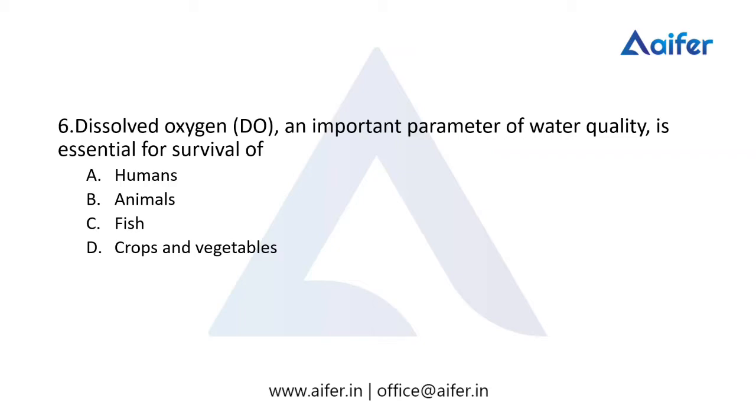So this is the 6th question. Dissolved oxygen, DO, an important parameter of water quality, is essential for survival of, you have 4 options: humans, animals, fish, crops and vegetables. So the question is regarding dissolved oxygen. You want to answer which among the given options dissolved oxygen is important for the survival of. I will give you a few seconds.